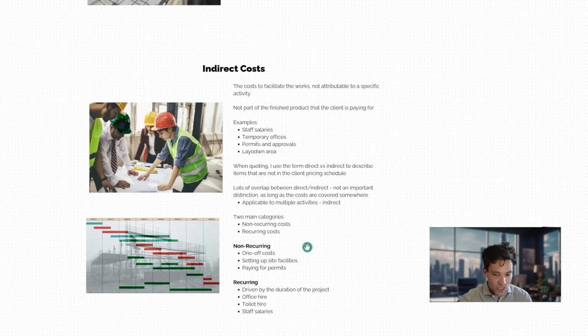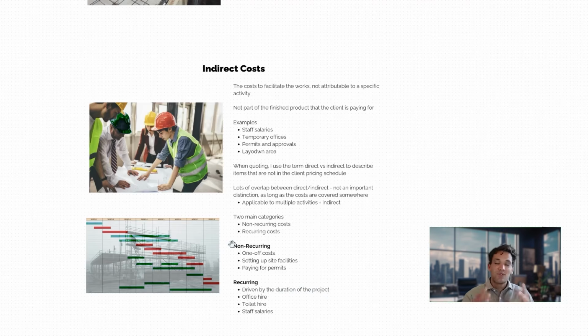Now, indirect costs, we've got two main categories. We've got non-recurring one-off costs like setting up our site facilities, paying for permits, paying for bank guarantees at the start of the project. Then we've got our recurring costs, which are driven by the duration of the project. That is why time is such a big driver of cost.